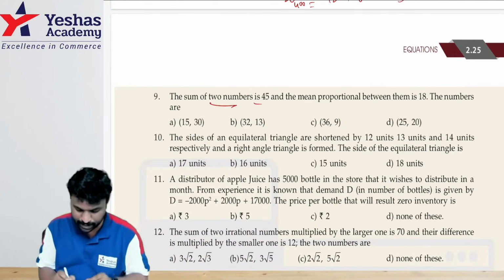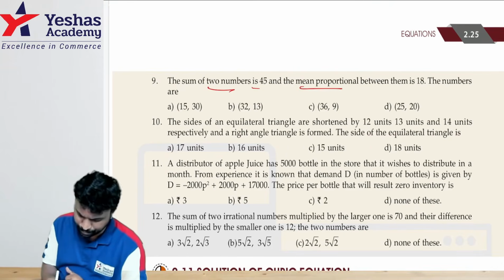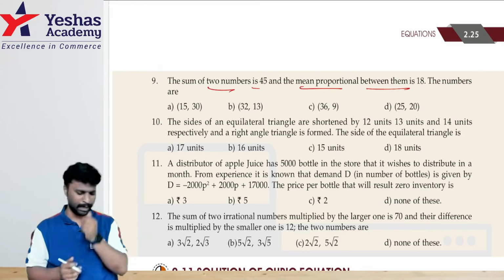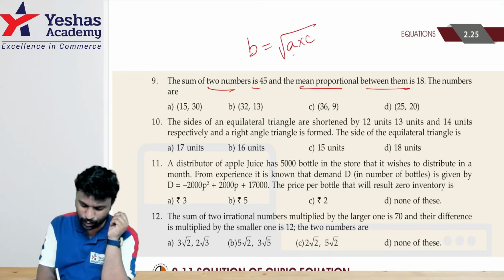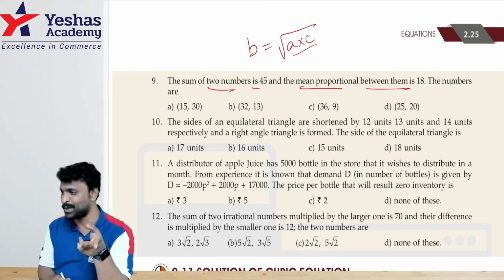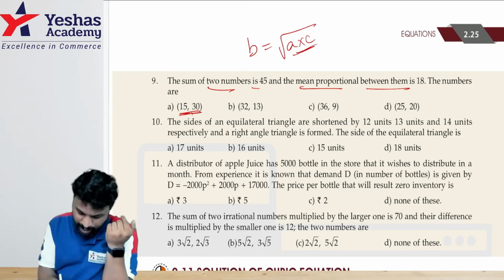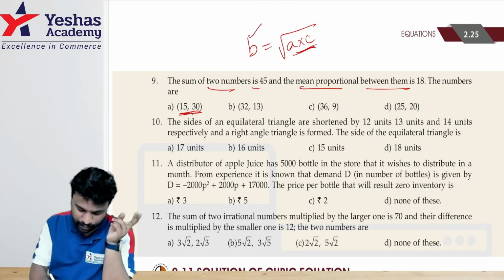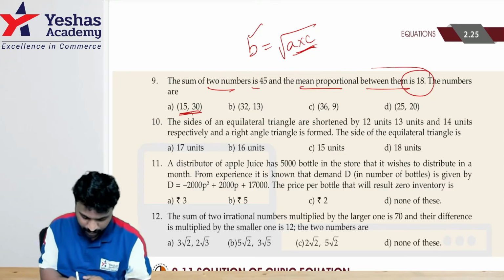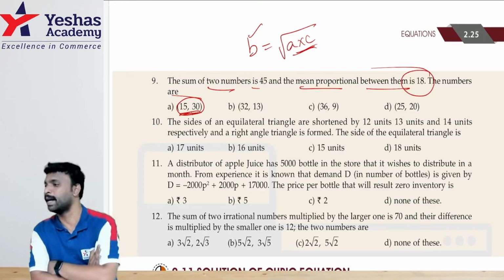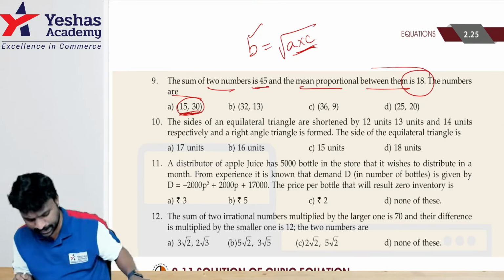The sum of the two numbers is 45. Definitely the numbers are in the options. And the mean proportion between them is 18. What do you mean by mean proportion of two numbers? The mean proportion is B and it is the root of A into C. The two numbers themselves are A and C. We need to find B and see whether it is equal to 18 or not. Now, if I hit option A, is the sum of the two numbers 45? Yes, it is equal to 45 because 15 plus 30 is 45.